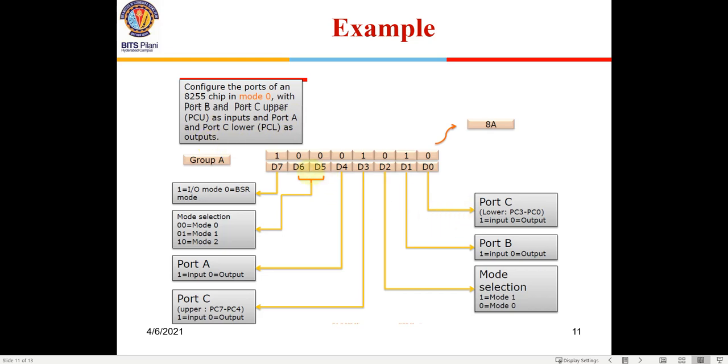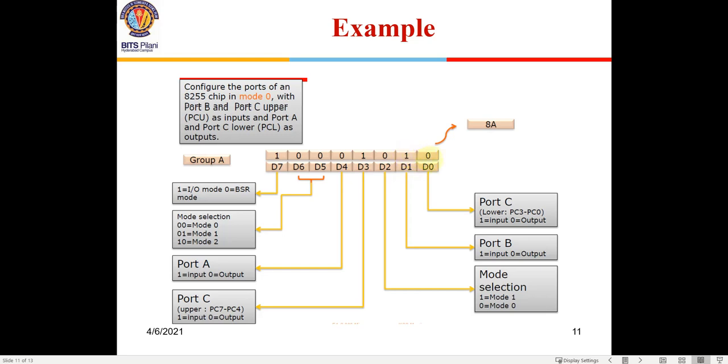So how to configure? We go to D7. If it's an input output mode, that will be 1 out here. D5 and D6 will be 0 0 because it is mode 0 operation. Port A, we want it as output, so we put 0 here. Upper port C, we want it as input, that's why we put it as 1 here. Then mode selection for port B is 0, mode 0 operation. D1, since we want port B as an input, we are going to put it as 1 here.